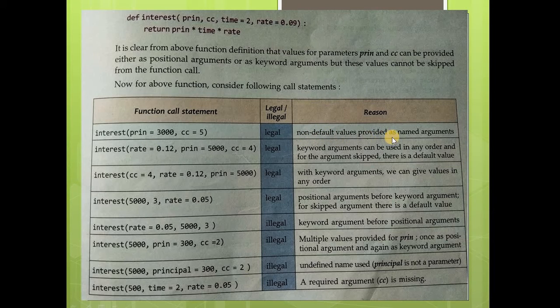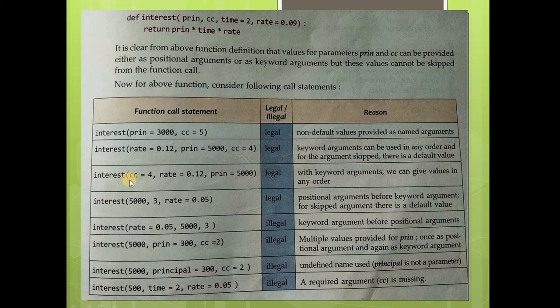Reason: non-default values are provided as named arguments. We have provided named arguments for these values. In the second, interest rate equals 0.12, principal 5000, CC equals 4. Now here keyword arguments can be used in any order. Here first we have passed the value for rate, then principal and then CC. We can change the order by using keyword arguments. That's why this is a legal function call statement.